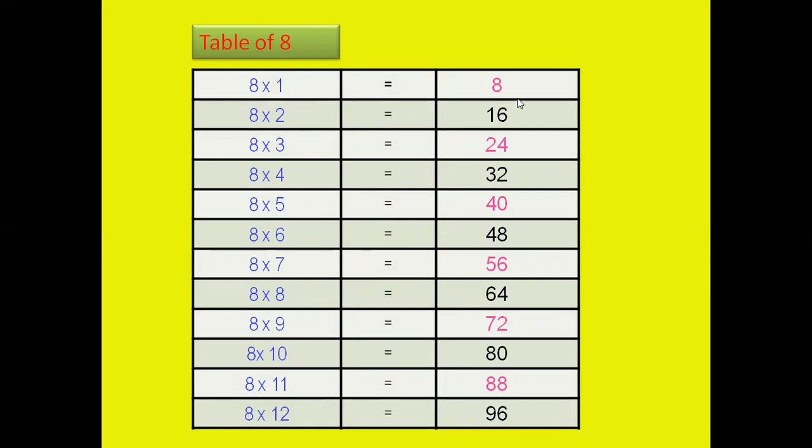Okay, read with me. 8 ones are 8, 8 twos are 16, 8 threes are 24, 8 fours are 32, 8 fives are 40, 8 sixes are 48, 8 sevens are 56, 8 eights are 64, 8 nines are 72, 8 tens are 80, 8 elevens are 88, 8 twelves are 96. Okay?